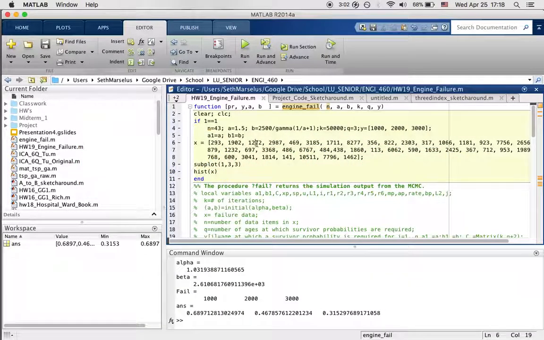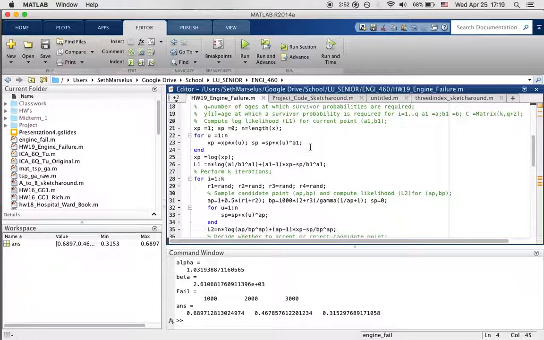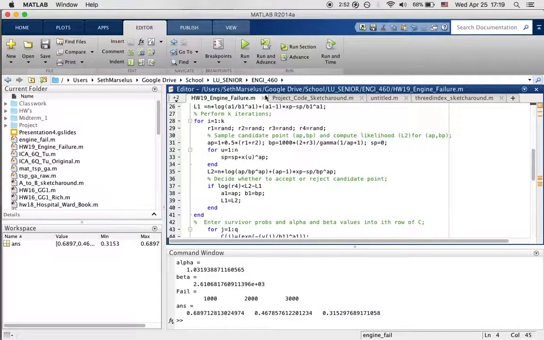And moving into MATLAB, we can see that we have our data input of historical data, as well as a number of iterations that we're going to run, and some initial alpha and beta values. We will be running through and using log likelihood to continuously loop through and solve for an alpha and beta that would give us a graph that best represents the data that we have put in.